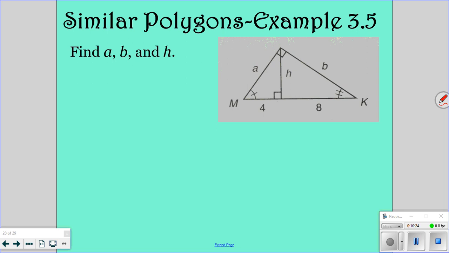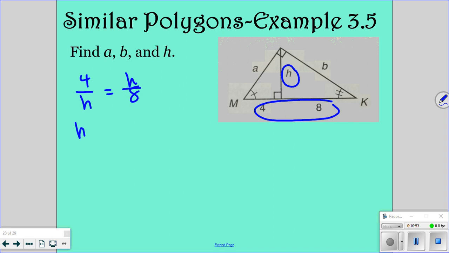This is going to be using geometric mean, which you should have learned in geometry. Some of y'all hated it, some of y'all loved it, some of y'all remembered it, some of you never learned it. So I'm going to go over geometric mean. H is our geometric mean of 4 and 8. And so what that means, we can set up a ratio where H is here and here, and then 4 and 8 can go in either spot.